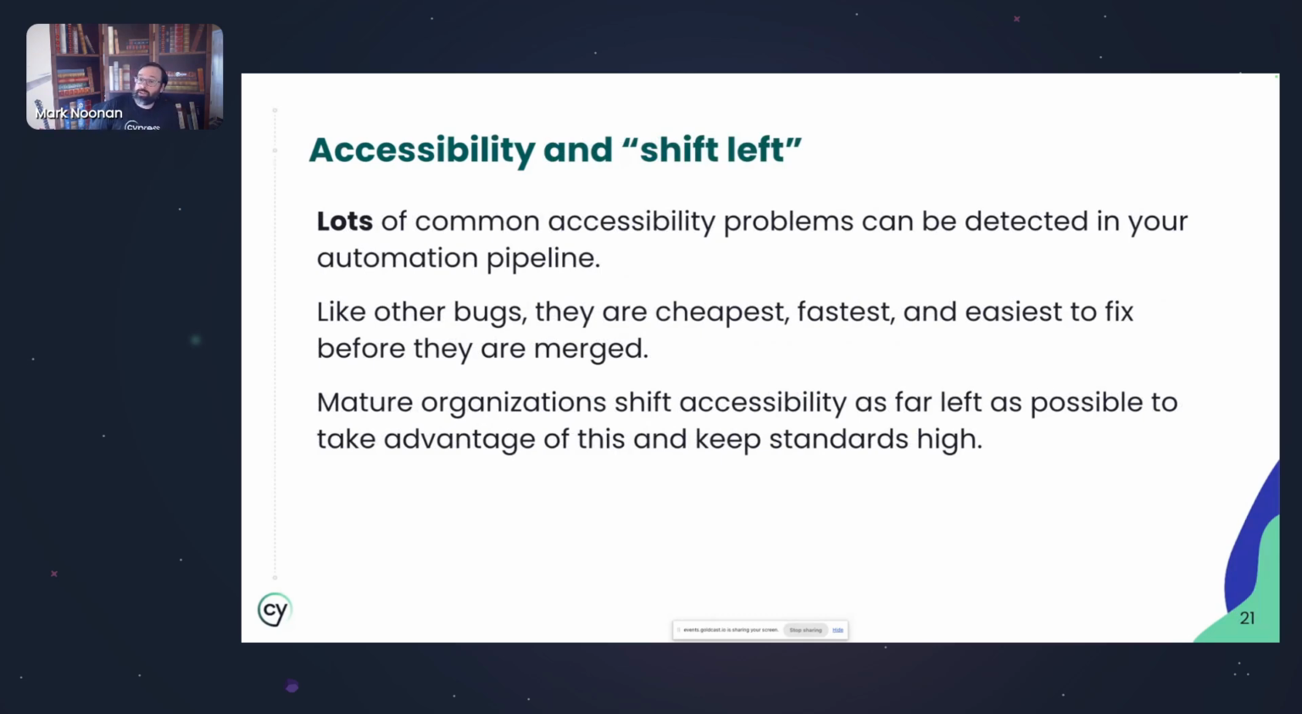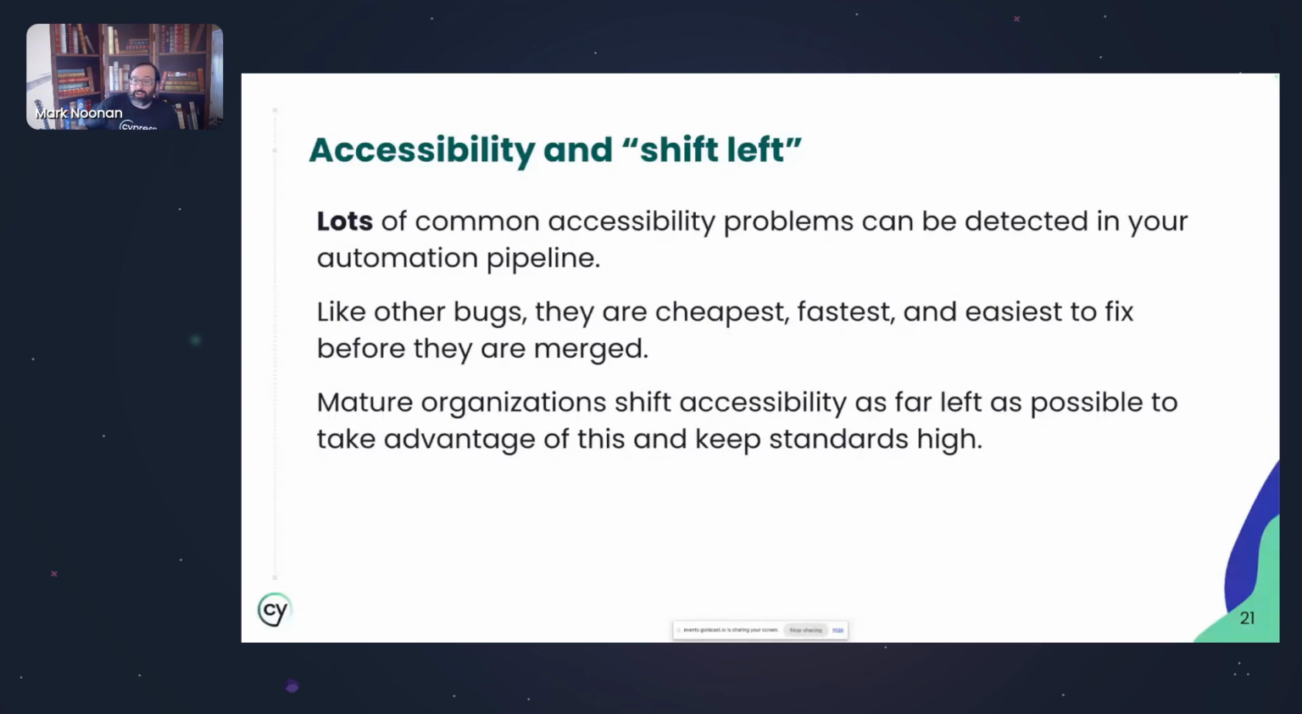This is why shift left has become so important in accessibility testing, because we can detect these things in the automation pipeline, and it's way easier to fix an accessibility issue while a pull request is open and that developer is already changing the code and they have all the context they need.